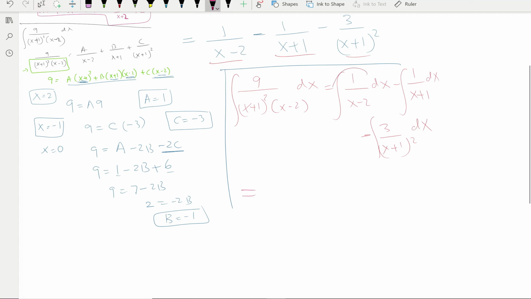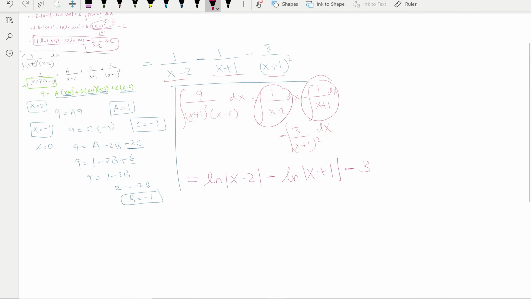The integral of 1 over x minus 2 is natural log absolute value of x minus 2, right? Not x plus 2, x minus 2. Minus the integral of 1 over x plus 1, which is natural log absolute value of x plus 1. They are easy, we already know that. Here the minus 3 comes out, so let's do this integral separately. We have to integrate 3 over (x plus 1) squared, negative, right? So 3 can come out, and inside can be written as x plus 1 to the negative 2.